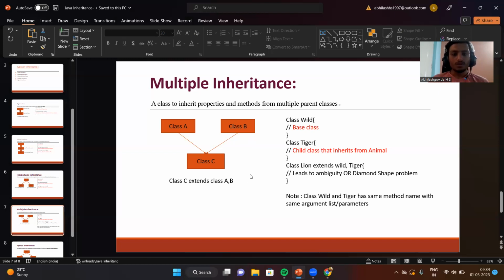And here's one example. Class Wild is a base class with a method, and class Tiger has the same method name as in Wild. When you try to create a Lion that extends Wild and Tiger, it gets an ambiguity about which method has to be called, that of Tiger or Wild. This is known as multiple inheritance.